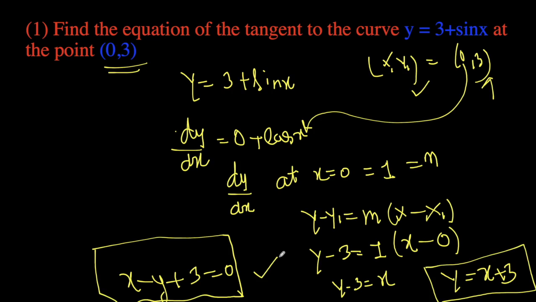What we have done here is, we had the point and we had the equation of the curve. I differentiated and put in the value x is equal to 0. I got my slope, and then I used the equation of a line to find the equation of the tangent. Hope that's clear to you. Now we will jump to another question.